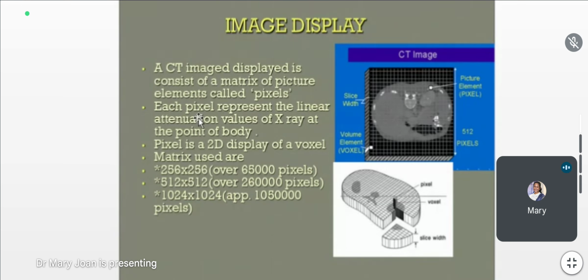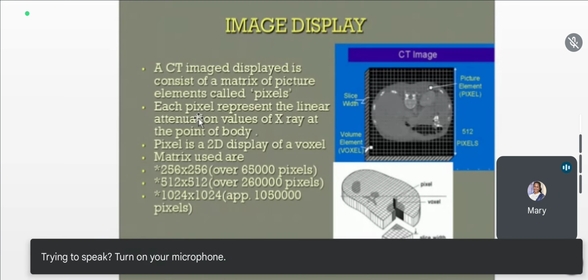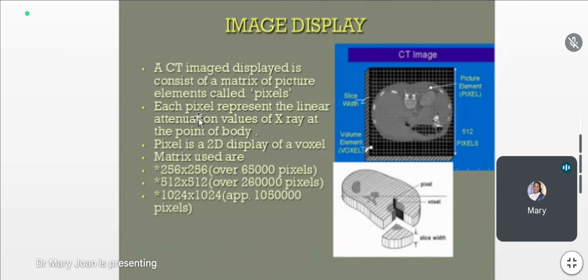An image displayed in CT consists of a matrix of picture elements called pixels. Each pixel represents the linear attenuation value of X-ray at a particular point of the body. A pixel is a 2D display of a voxel. Commonly used matrices are 256 by 256, 512 by 512, or 1024 by 1024. This is a pictorial display of how the pixels and voxels are arranged in the space volume element.